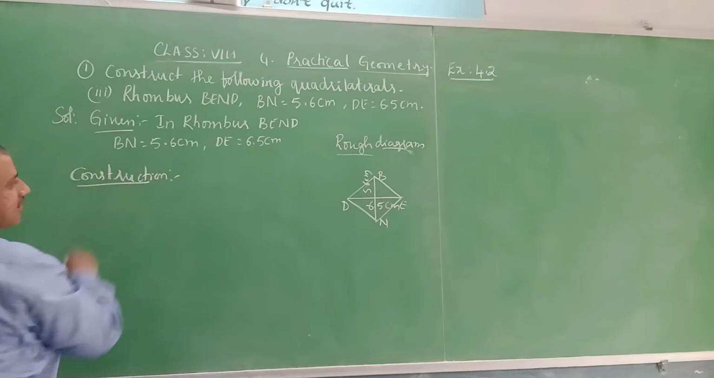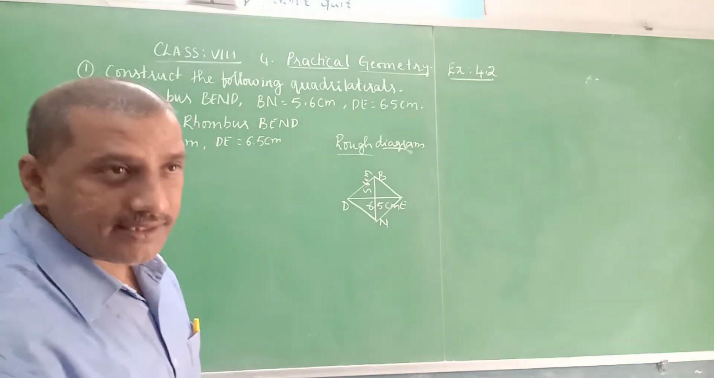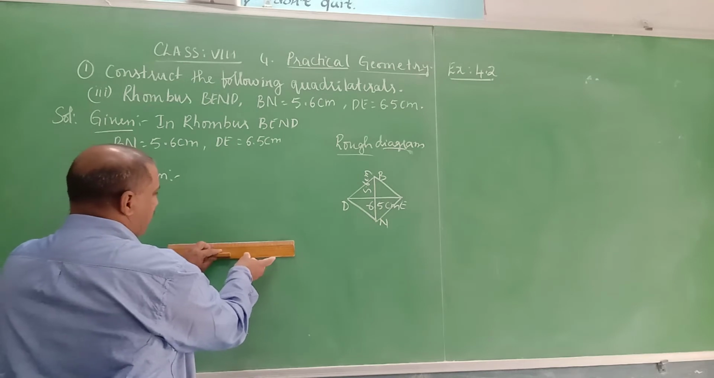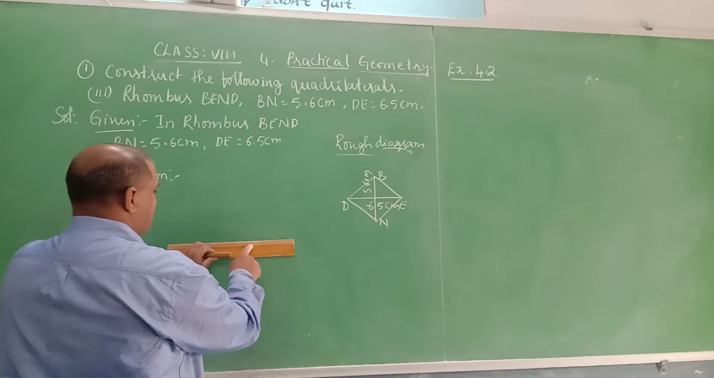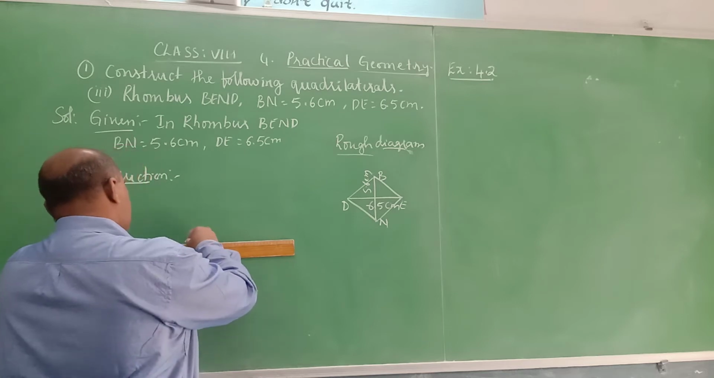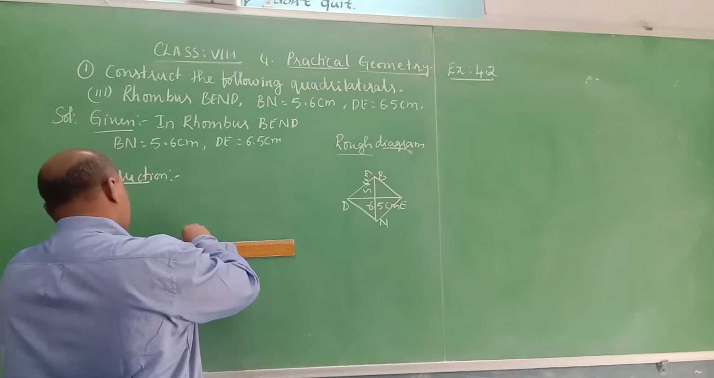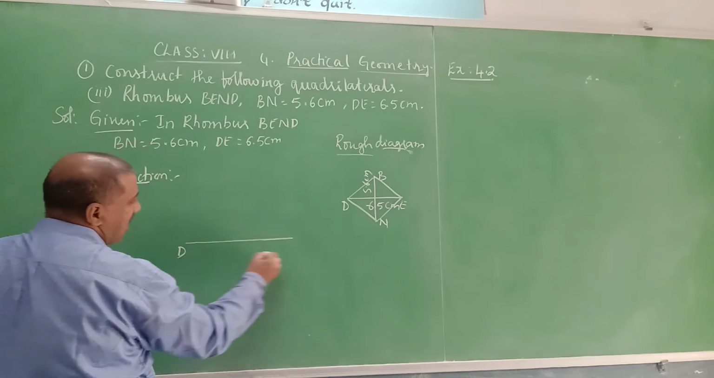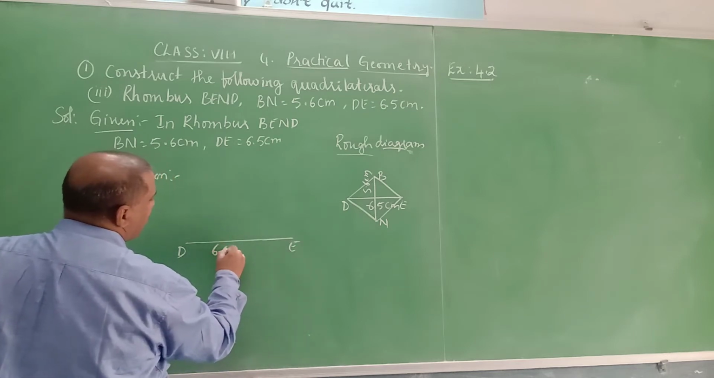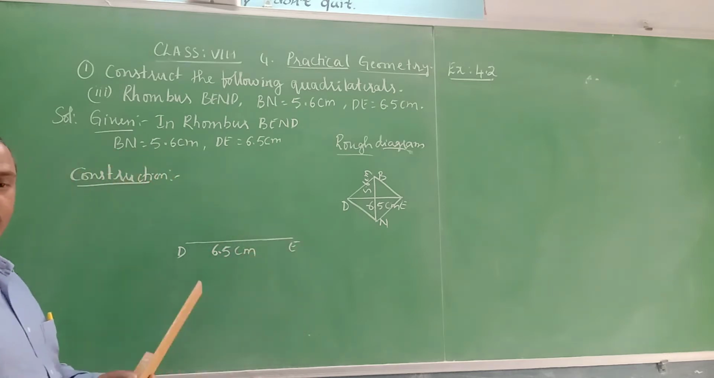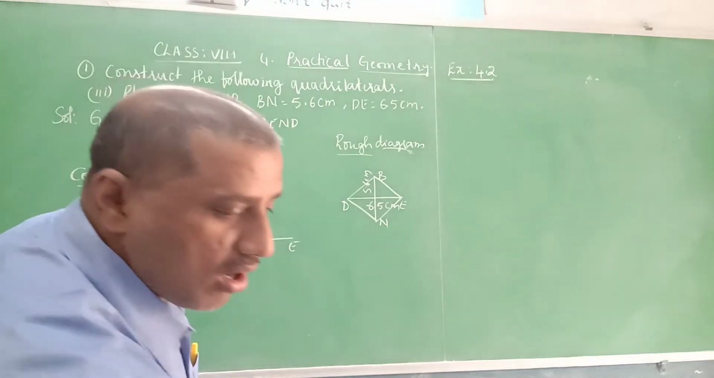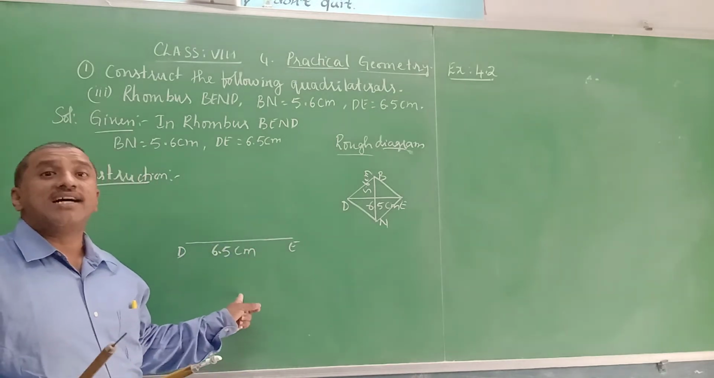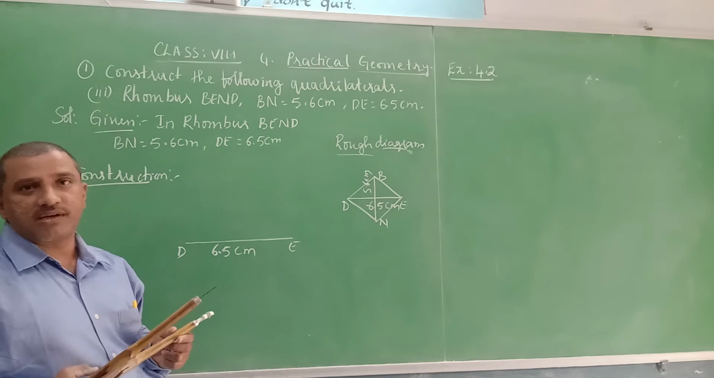Construction. So first step, draw DE equal to 6.5 centimeters. Yes, this is DE. How much is it? 6.5 centimeters. Now the second step is we have to draw its perpendicular bisector. That perpendicular bisector will act as the second diagonal of the rhombus BEND.